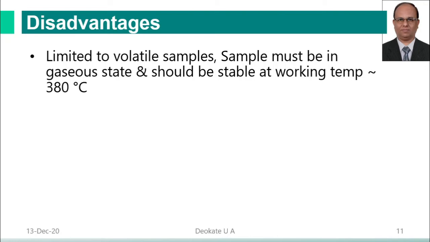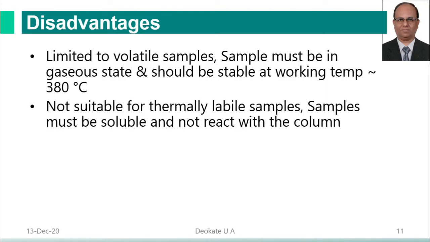It is limited to volatile samples. The sample must be in the gaseous state and should be stable at the working temperature. That is, we are carrying out the separation mostly at 380 degrees centigrade. So the thermolabile substances cannot be separated by using these gas chromatographic systems. Similarly, biological species like enzymes, amino acids, and proteins cannot be separated at this higher temperature.